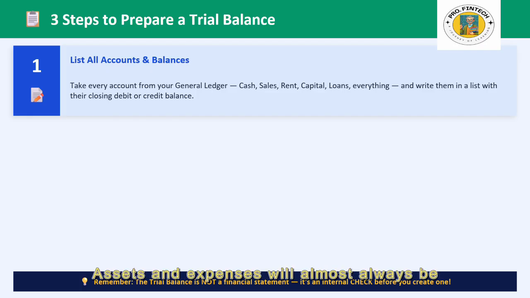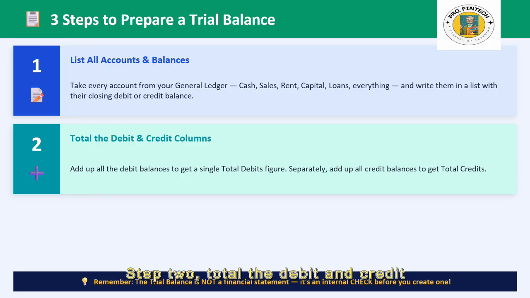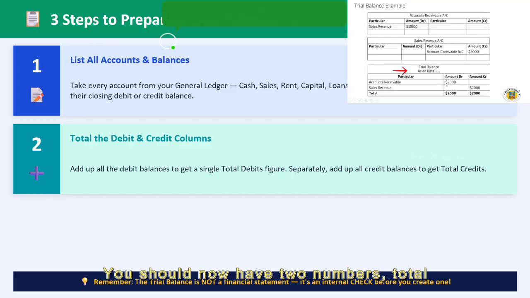Assets and expenses will almost always be debit balances. Revenue, liabilities, and equity will almost always be credit balances. This list becomes your trial balance. Step two, total the debit and credit columns. Now add up all the debit balances, just the debits, to get one total. Then separately add up all the credit balances to get one total. You should now have two numbers, total debits and total credits.